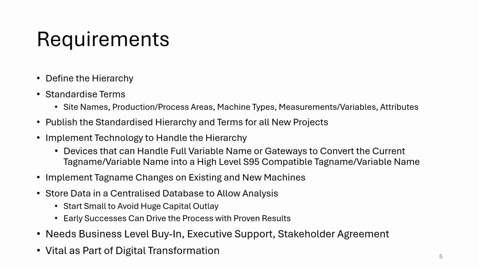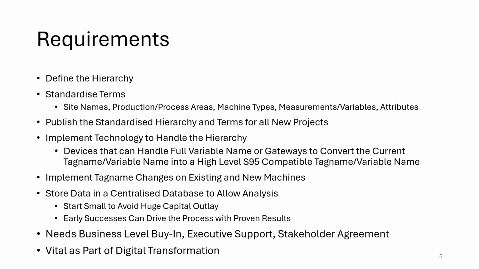Once defined, you can publish the standardized hierarchy in terms for all new projects, and then you can implement technology to handle that hierarchy. So you'll need devices that can handle full variable name, or you may need gateways that convert the current tag name or variable name into an S95 compatible tag name or variable name. You can also implement tag name changes on existing and new machines, but that may take some time and it may not be possible depending on how the machine is and what programming or configuration tools you have.